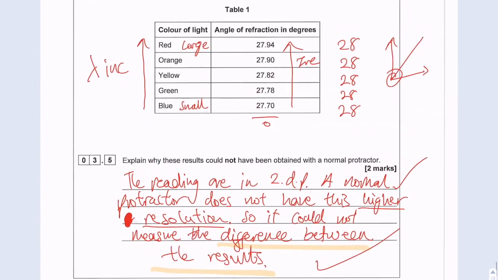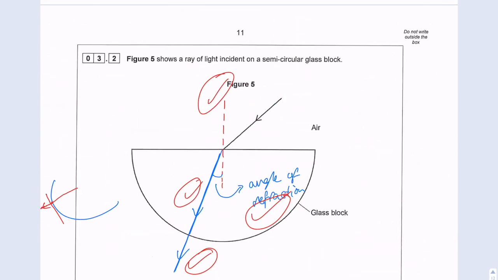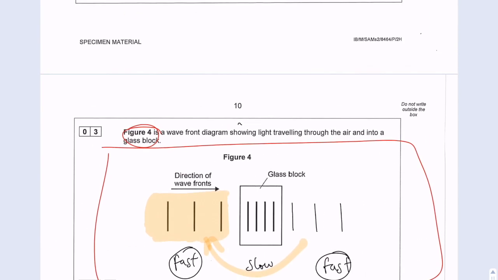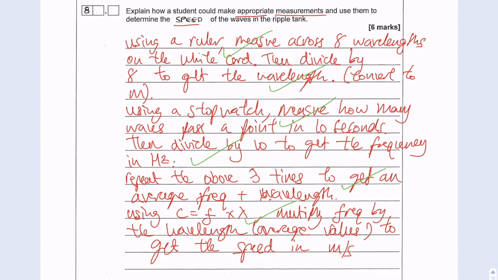So the major issues, going through again, is the refraction. This diagram was an issue. Make sure you got that right. The other issue was, lots of people got this particular one, the wavefront diagram, wrong. The 6 marker, a lot of you had a crack, but lots of you spent a lot of time mentioning the method, which there was no need to. They wanted the appropriate measurements. How would you make the measurements? What I've shown you here is the best.